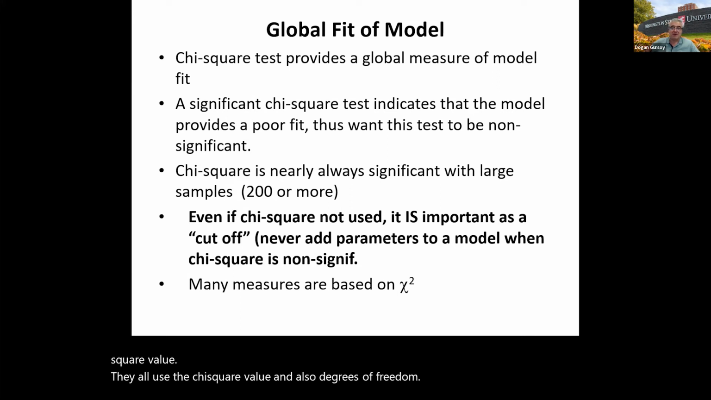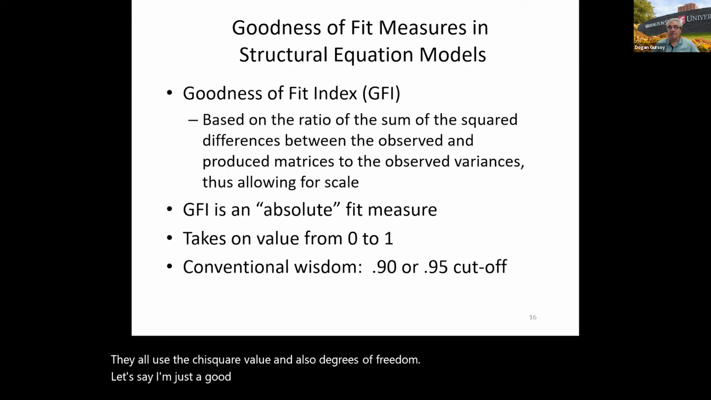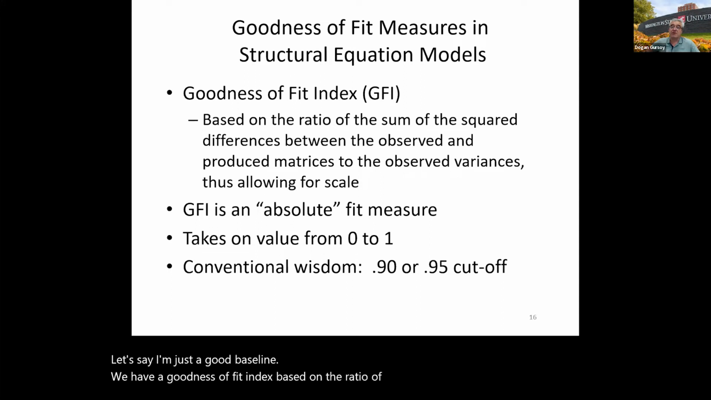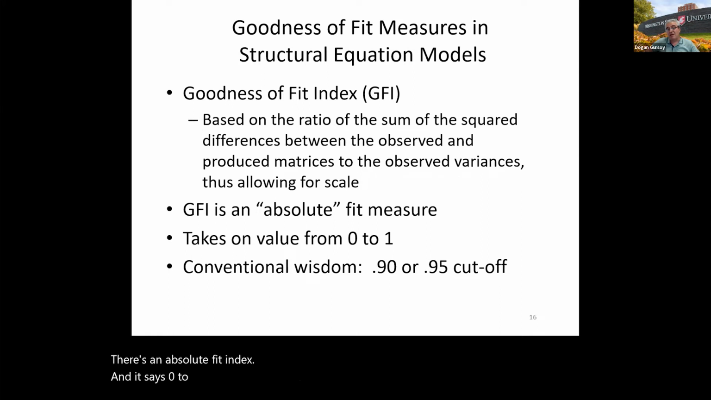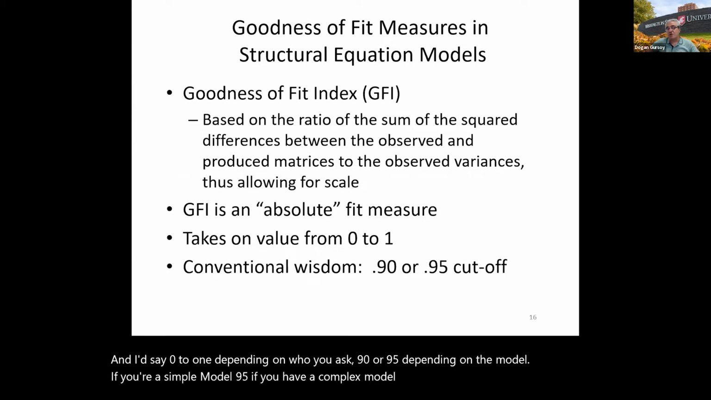That's why this is a good baseline. We have a goodness of fit index based on the ratio of the sum of square differences between the observed and predicted matrices to the observed variance. This is an absolute fit index, and it's 0 to 1. Depending on who you ask, 0.90 or 0.95, depending on the model. If you have a simple model, 0.95. If you have a complex model, 0.9 works.